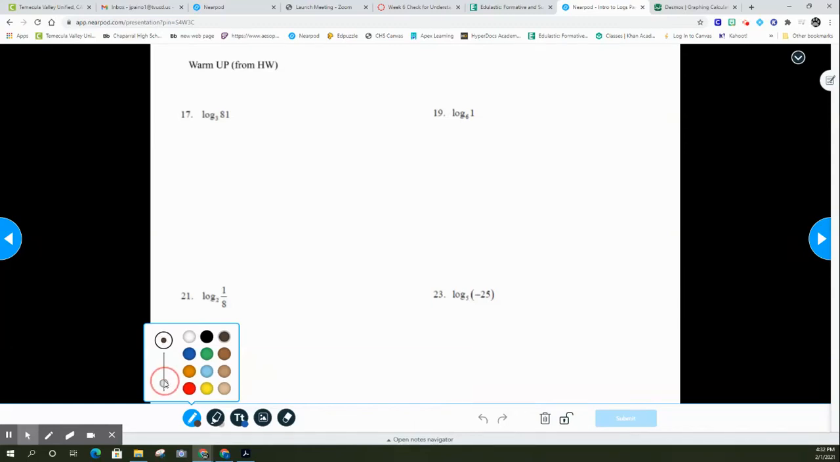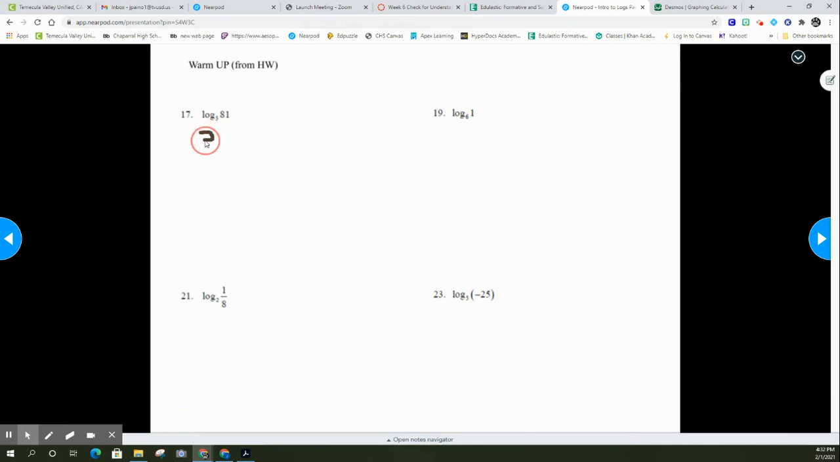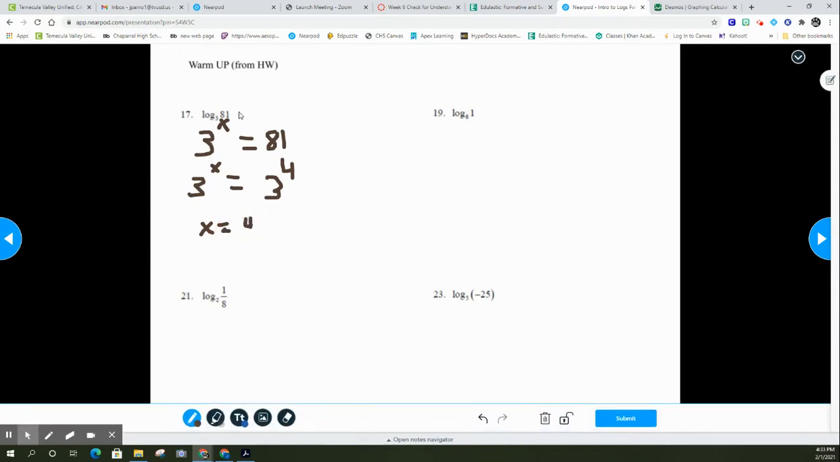All right, so for the near pod today, we're going to work through the warm-up, which goes over 4 of the homework questions. We want to evaluate log base 3 of 81. We could rewrite that as 3 to the what power equals 81. All right, and 81 is 3 to the 4th, so when we write it so that they both have the same base, we know that x equals 4. So we know that log base 3 of 81 is 4.